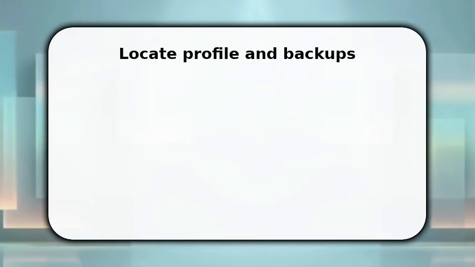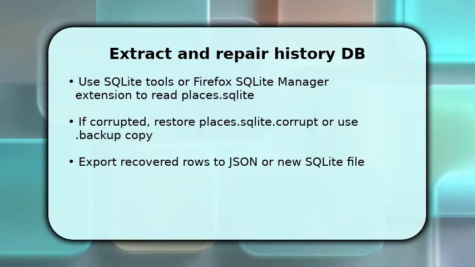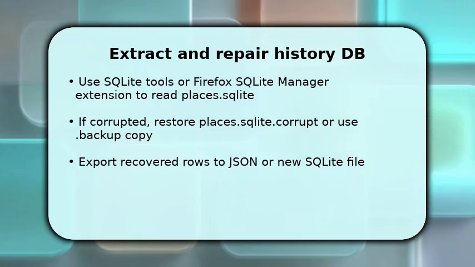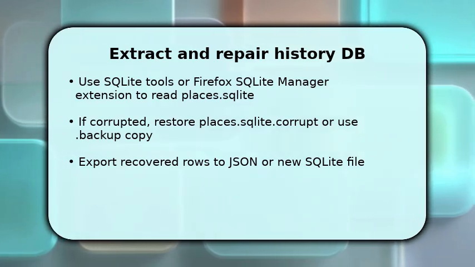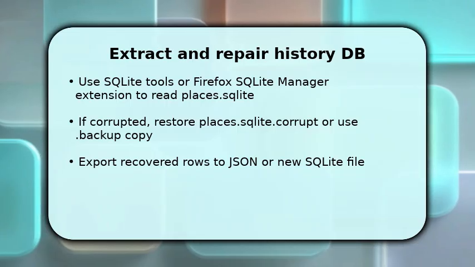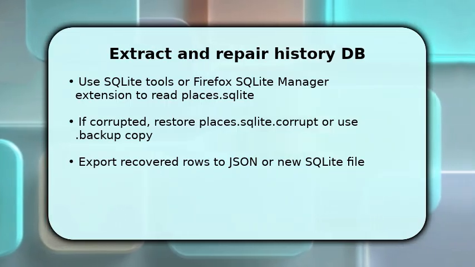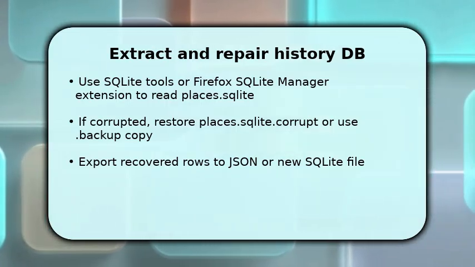You'll now extract or repair the places.sqlite database because that's the actual history store. If the DB opens cleanly with an SQLite viewer, export the moz_places and moz_historyvisits tables. That gives you recoverable URLs and timestamps.